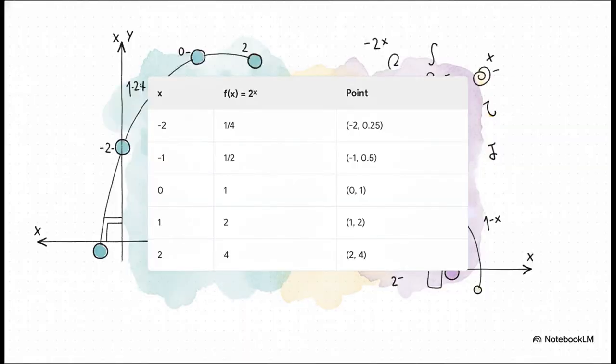Well, the easiest way is just to build a table of points. We'll pick a few x values. Let's do some negatives, 0, and some positives. And we'll just plug them in. So if x is -2, 2^-2 is 1/4. If x is 0, 2^0 is 1. That's a big one. And if x is 2, 2 squared is 4. See? Each little calculation gives us another coordinate we can put on our graph.